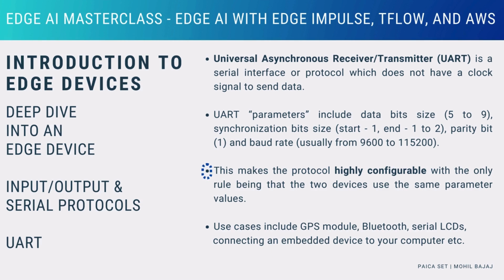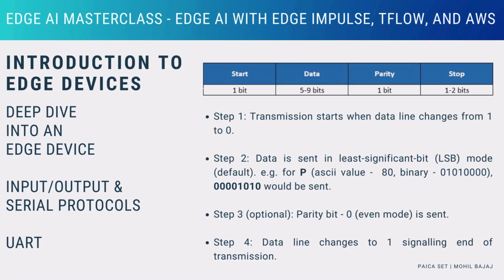Some of the use cases for this protocol are the GPS module, the Bluetooth module, the serial liquid crystal displays or LCDs that you use to display information, and the communication between your embedded device and your computer when you attach it to transfer your code. All these communications use the UART protocol. With this understanding under our belt, now let's look at how UART actually sends data.